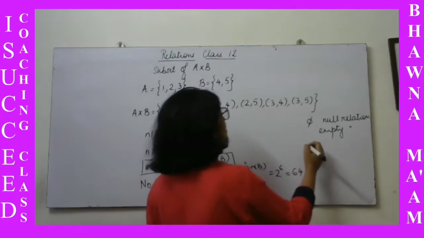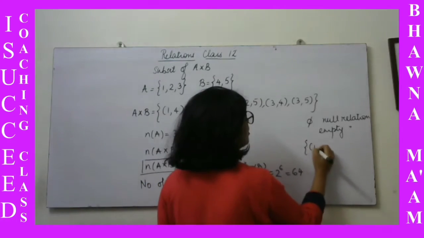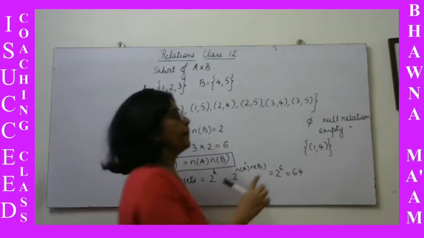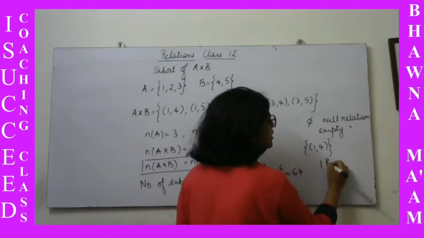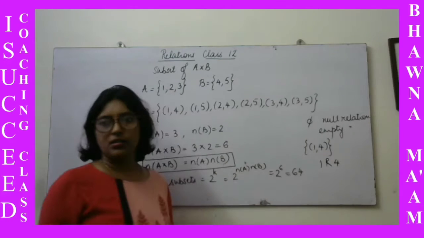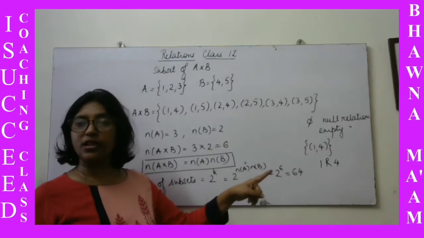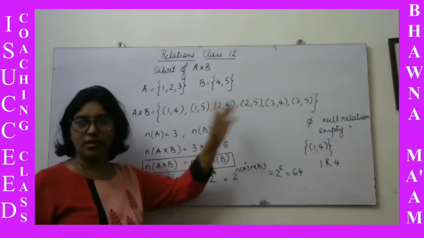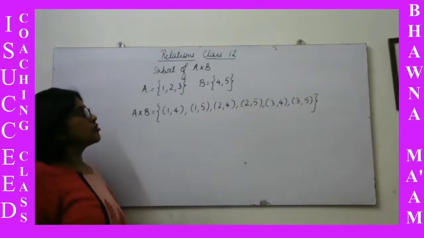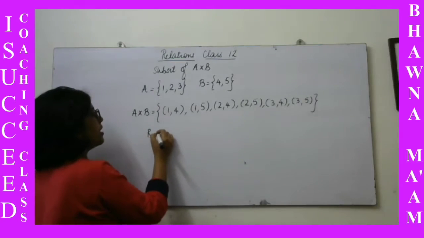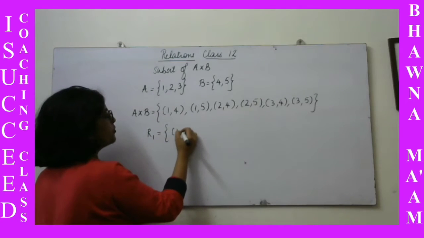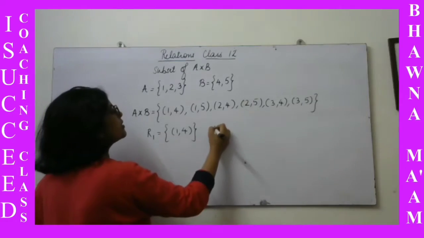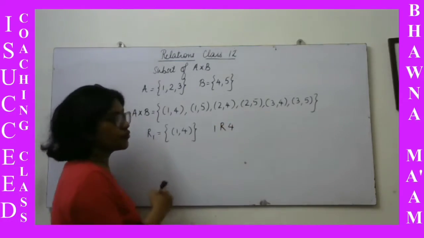Then we may have singleton set like 1, 4. So by this we mean that 1 is related to 4. So we'll write this same relation in different forms. Let us take up a few examples, a subset of this one only. So the first relation we will write, say R1. As we took, we will take 1, 4. So this is one way of writing it. Another way we can write is 1 related to 4.